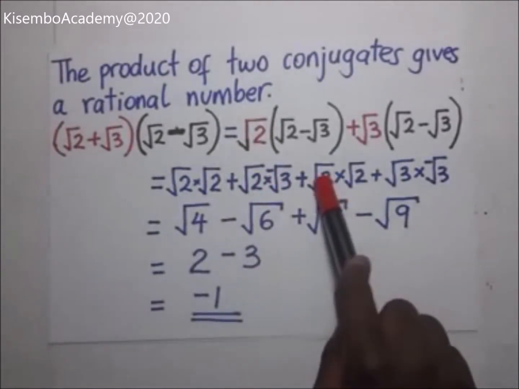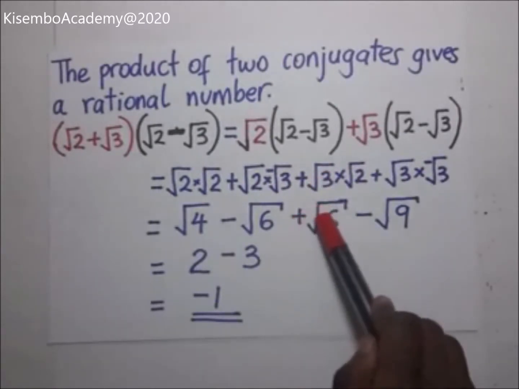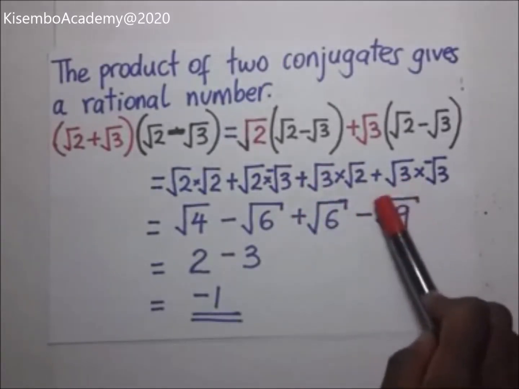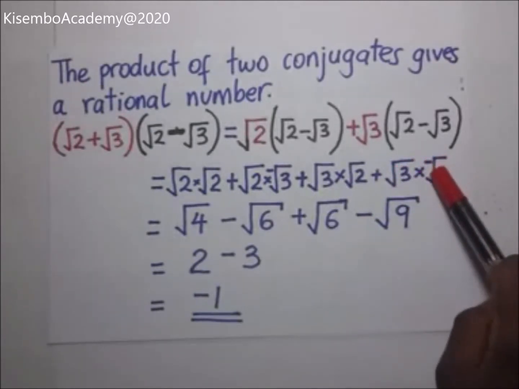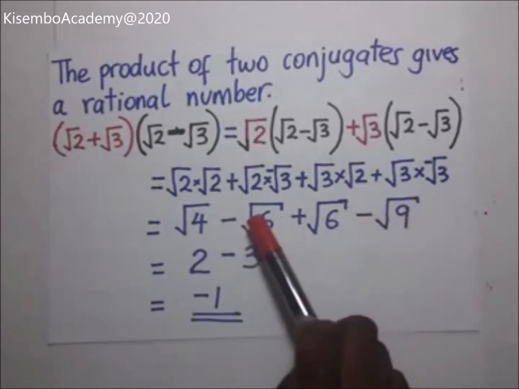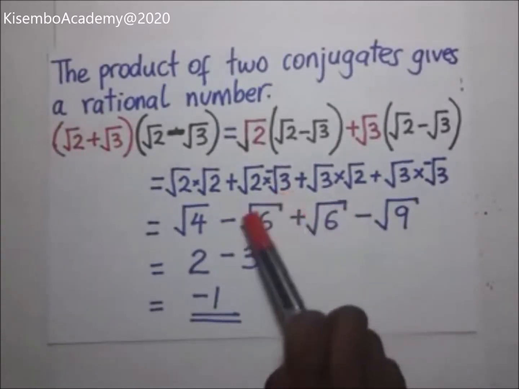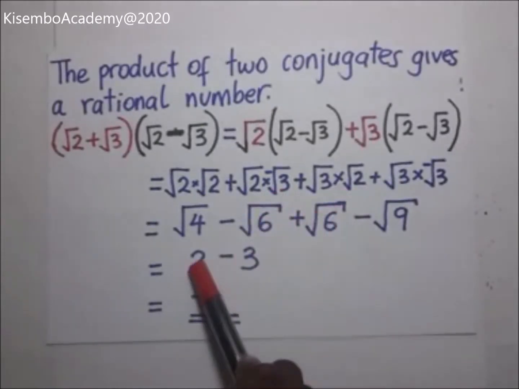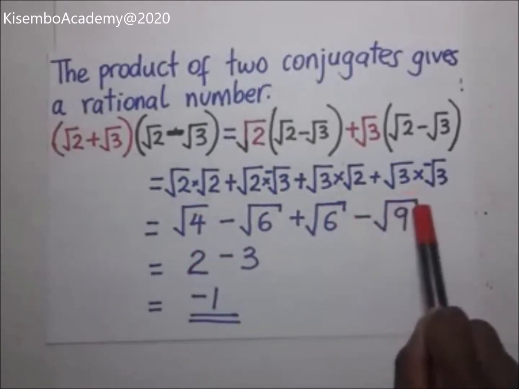Then we have root of 3 times root of 2. They are both positive, so it's going to be positive root of 6, then minus root of 9, because positive root 3 times negative root 3, a negative times a positive gives us a negative, so negative root of 9. And of course this and that will die, because negative root 6 plus root 6 gives you 0, so this cancels out. You remain with root of 4, which is 2, minus root of 9, which is 3.